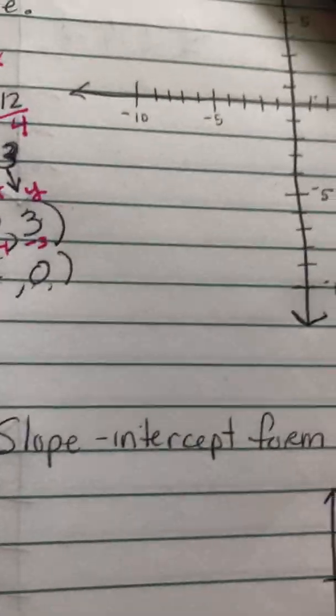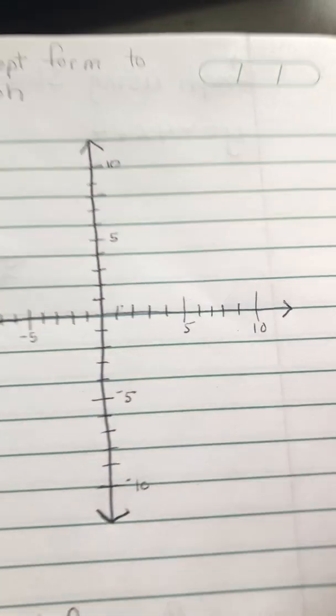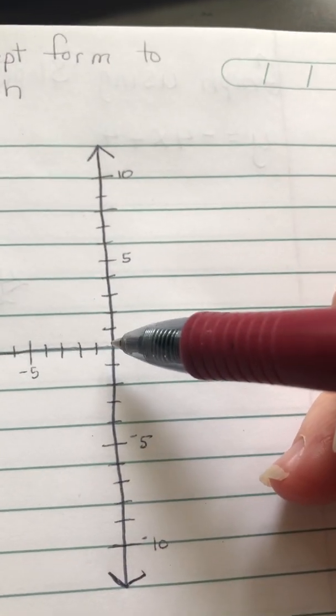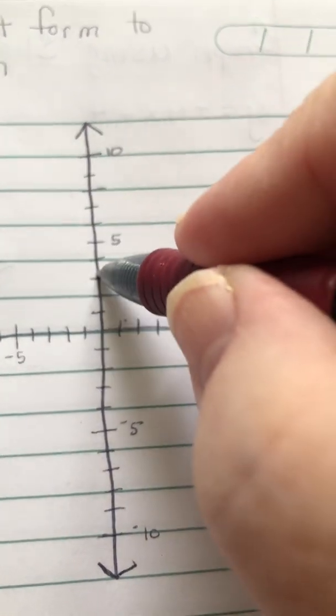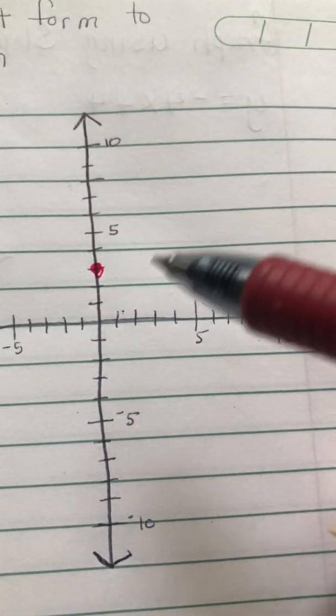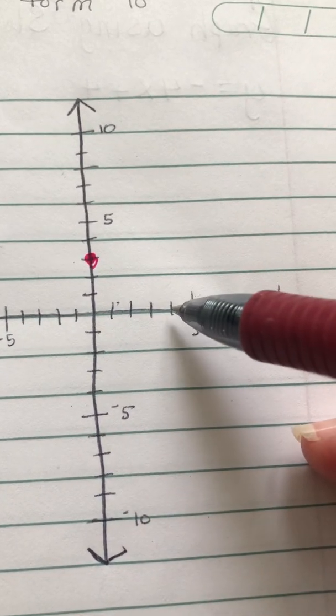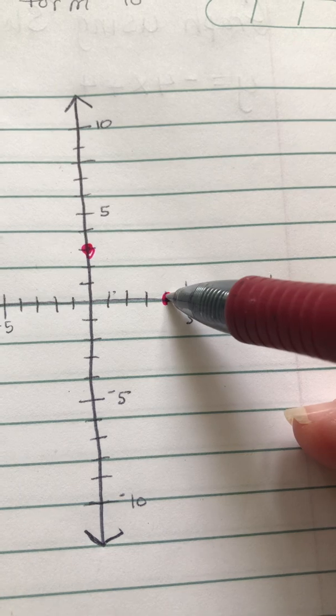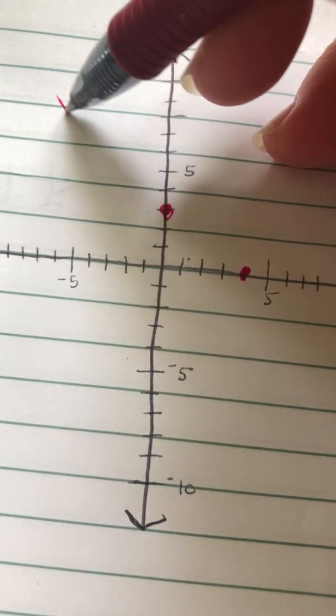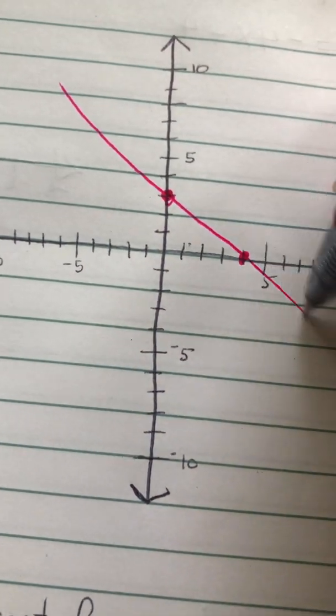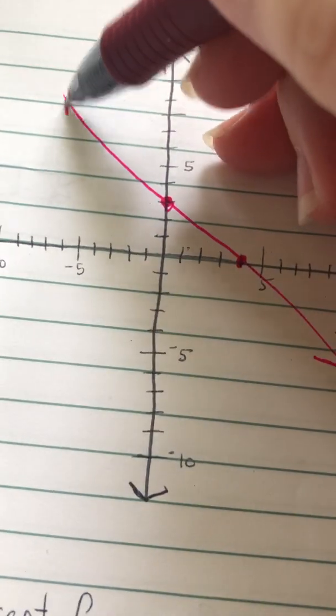So now we'll come over here. We need 0, 3, and 4, 0. So 0 on the x, 3 on the y is right here. And then 4, 0, 4 on the x and 0 on the y is right here. And so this is the line that's created by that equation.